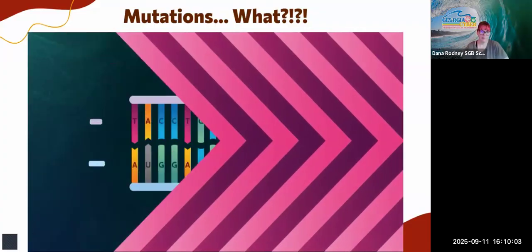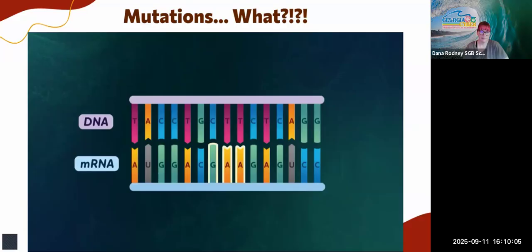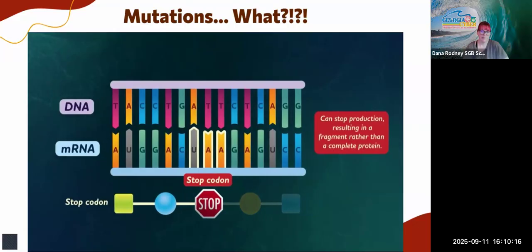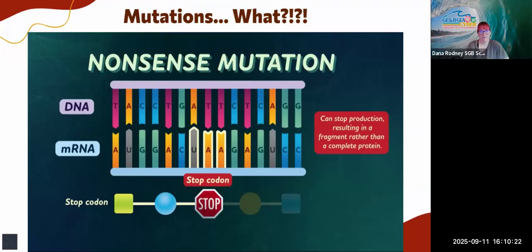Alternatively, GAA could become UAA, a stop codon. This code tells a cell that whatever protein it's building is finished, even when it's not. And this can stop production, resulting in a fragment rather than a complete protein. This type of mutation is called a nonsense mutation, and it's been linked to some serious diseases, including cystic fibrosis, a genetic condition that affects the lungs and other organs.